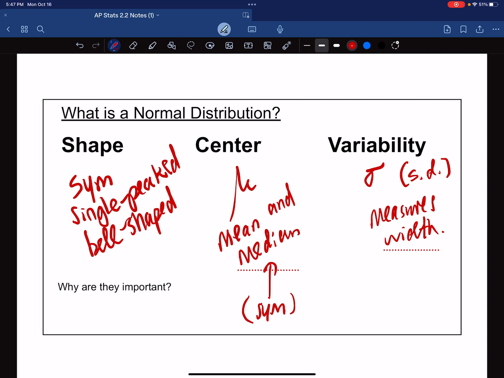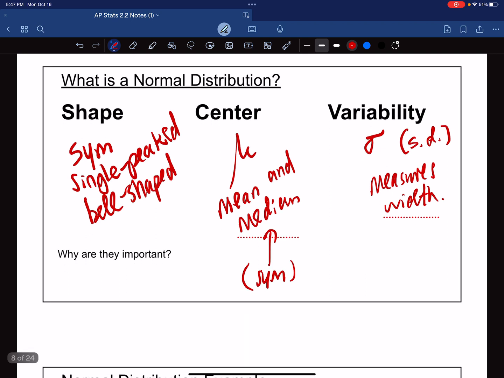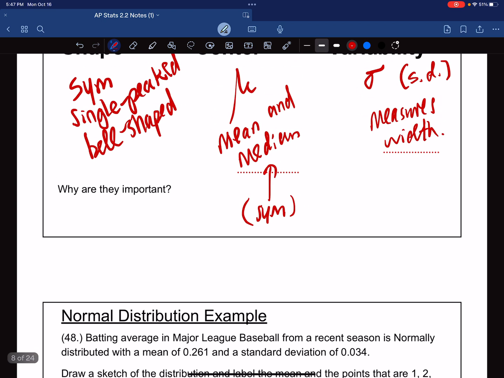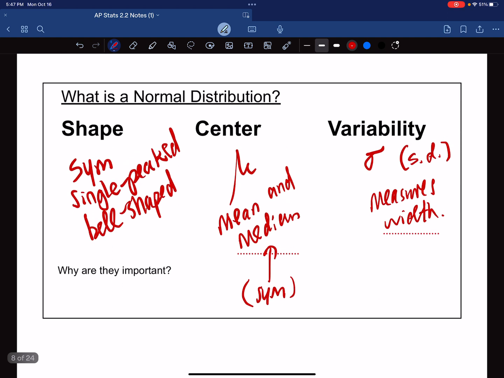Typically, as n gets bigger, data can get more and more normal, but it's not always the case that data is modeled with a normal distribution.